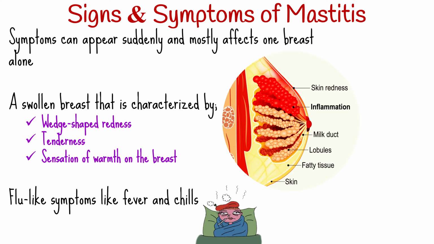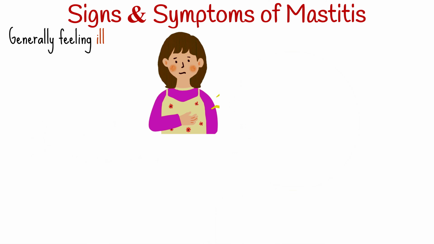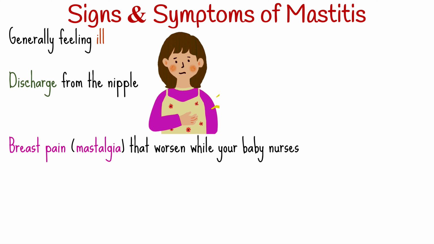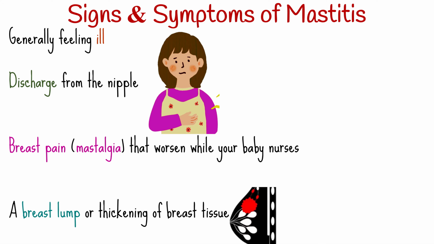This is followed by flu-like symptoms like fever and chills. Generally feeling ill. Discharge from the nipple. Breast pain, also known as mastalgia, or a burning sensation that becomes worse while your baby nurses. And a breast lump, or thickening of breast tissue.